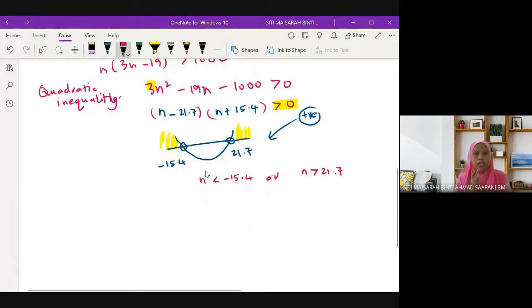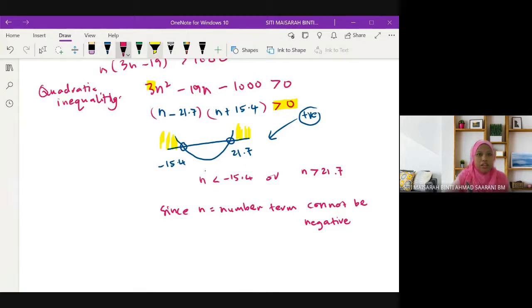So how to interpret to find the smallest value of n? Okay. Since n is number of term, cannot be negative. Number of term dia should be start with 0 paling kecil lah, biasanya n equals to 1 lah. N should be integer juga. Integer tak boleh, negative number pun tak boleh. So, jadi kalau untuk kes ni kita akan pertimbangkan untuk n more than 21.7. Yang ni kita abaikan. This is we ignore. Sebab apa? Because number of term cannot be negative.